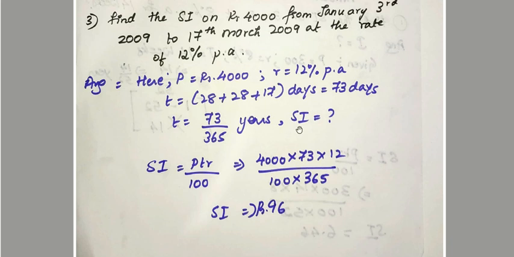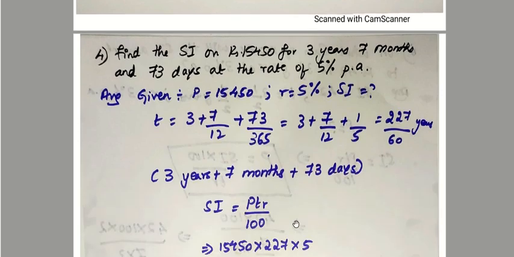So simple interest, you're supposed to calculate, is equal to PTR by 100. That is 4,000 into 73 into 12 divided by 100 into 365. The simple interest is equal to 96 rupees. So moving on to the next question.